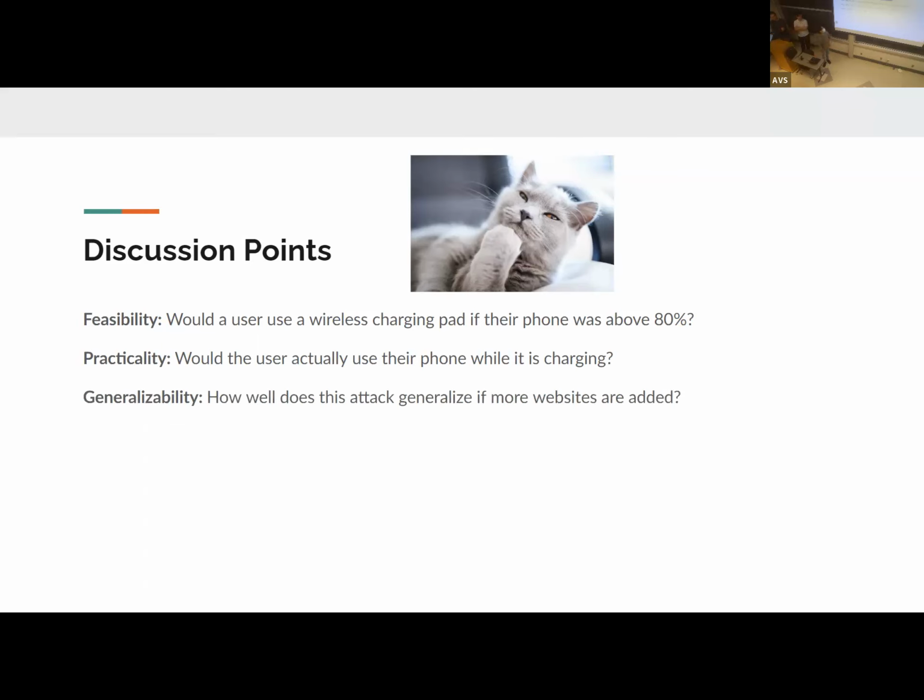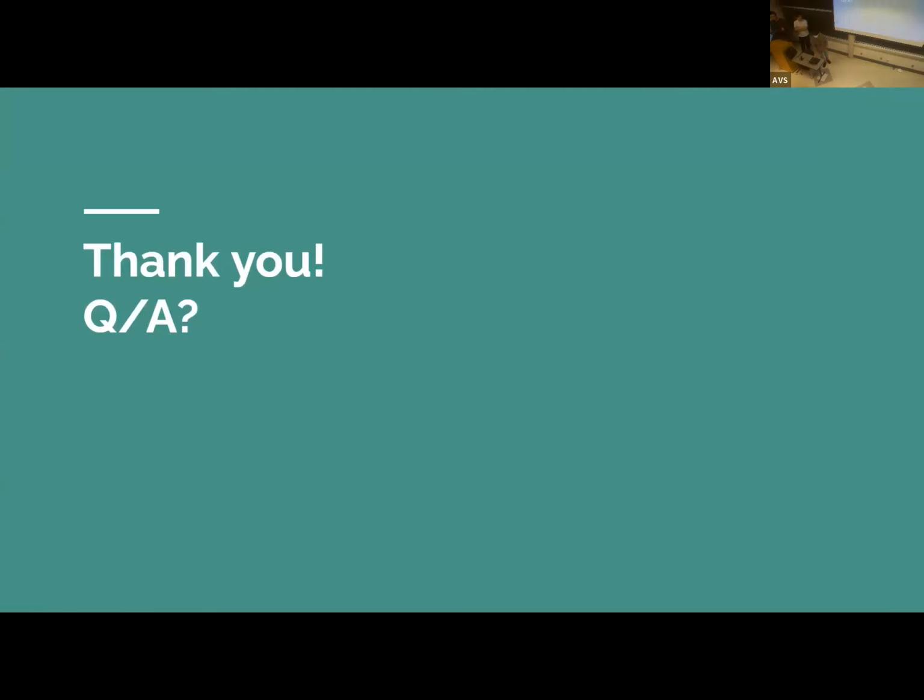And finally is the issue of generalizability. They tested it on close to around 20 websites. However, if you try to expand this to 100 websites, it's almost guaranteed that the classification accuracy will drop, because now you have a lot more chances for websites to have current that looks a lot more like one another. So these are just some questions that we want you to think about for the discussion. Thank you for listening, and we'll be open for questions and answers.